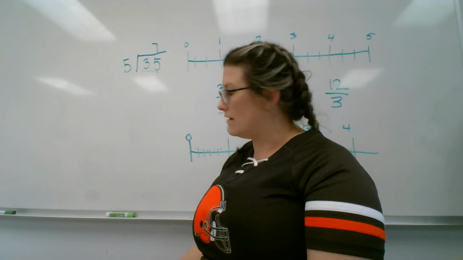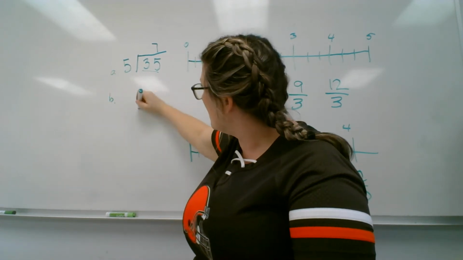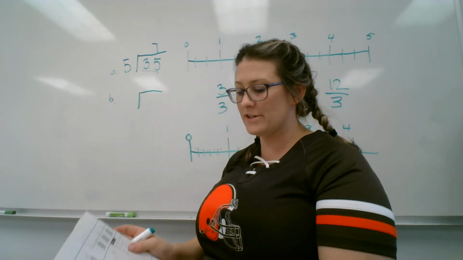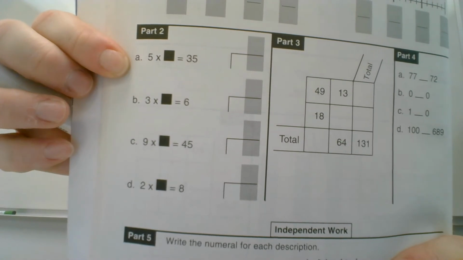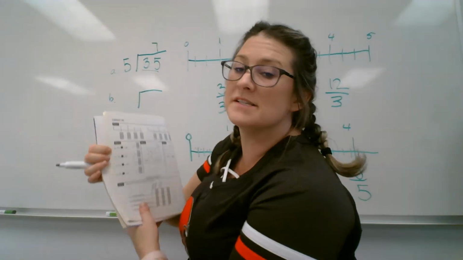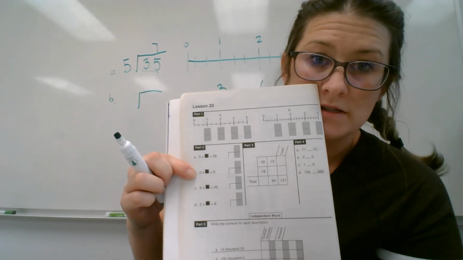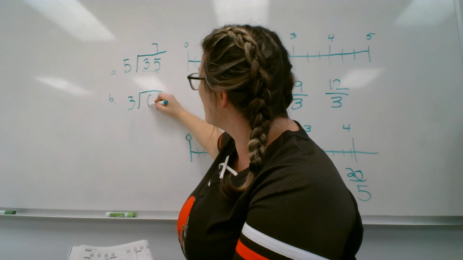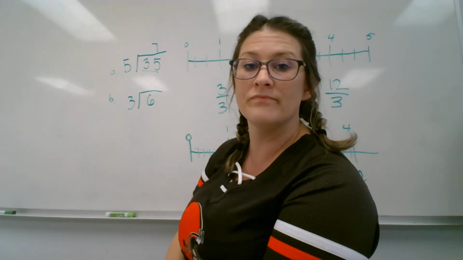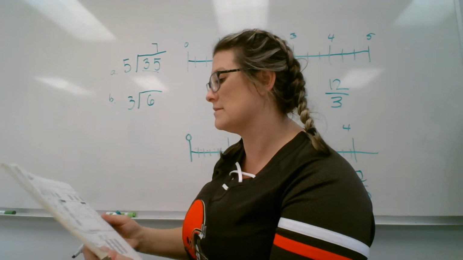All right, B. I am going to rewrite this as a division problem. 3 times blank equals 6. Those are both kind of small numbers. So remember, the first number comes first. The 3 goes here. The second number comes under the line. I want you to solve. 3 goes into 6 how many times?